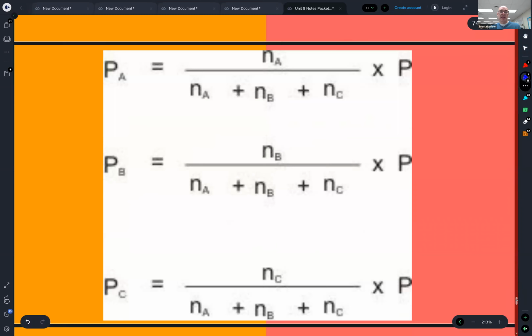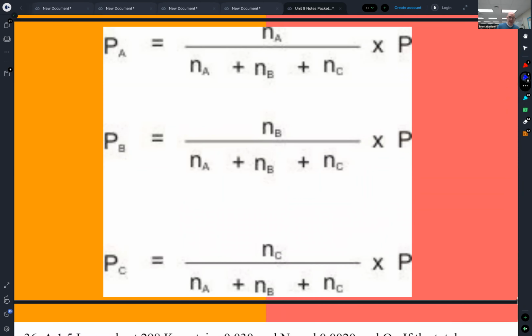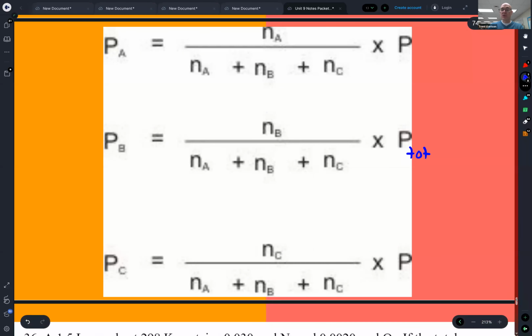And another way that we could think of those equations, if we have several different gases, not just two, is that we still need to add them all together to get the total moles. So we would take the individual gas divided by all the total gases, multiply it by the total pressure. These are all total pressures. And that will give us the partial pressures of those individual gases.